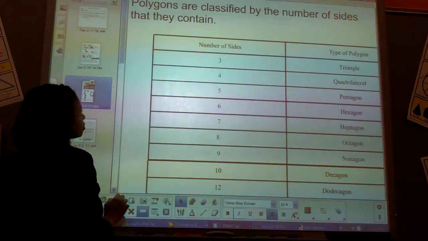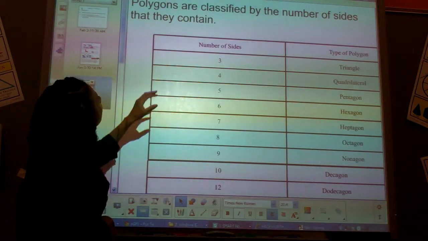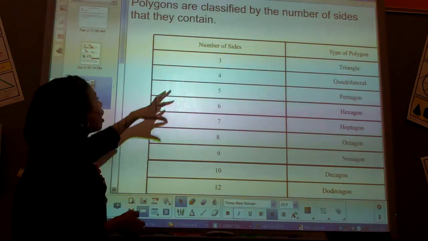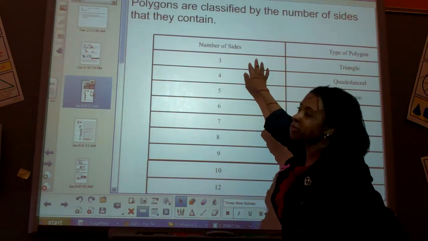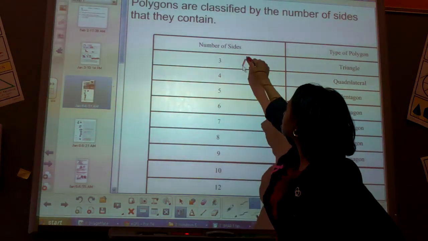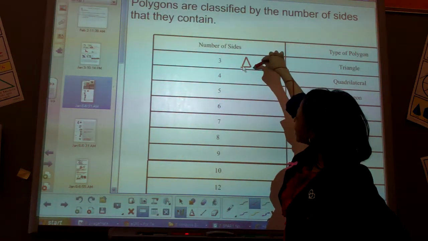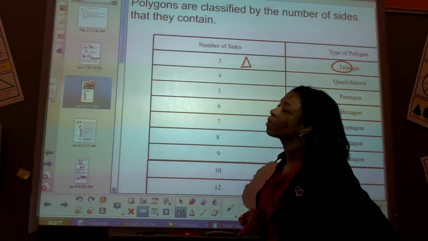Moving further. Some information. Polygons are classified by the number of sides. We should remember that a triangle has 3 sides. That's the number of sides. We should know what a triangle looks like. 1 side, 2 sides, 3 sides. The word tri means 3.